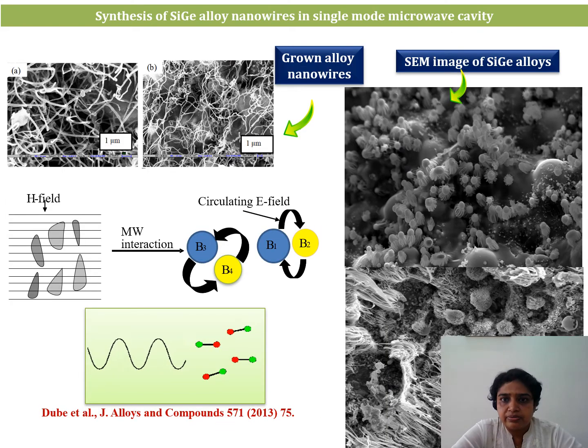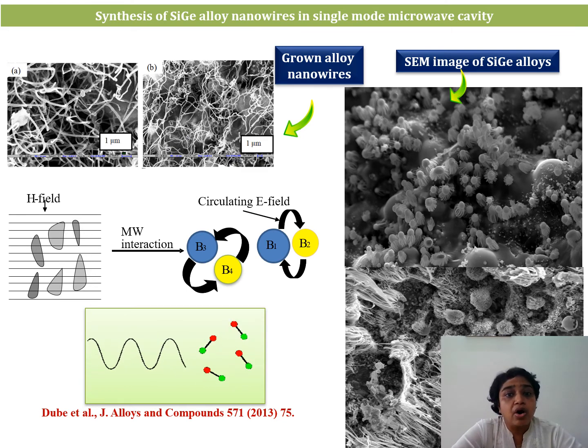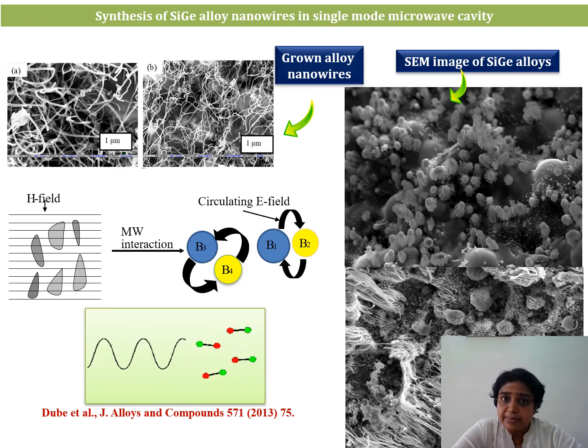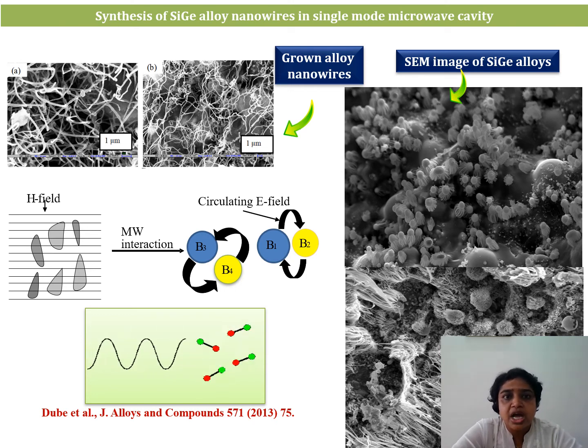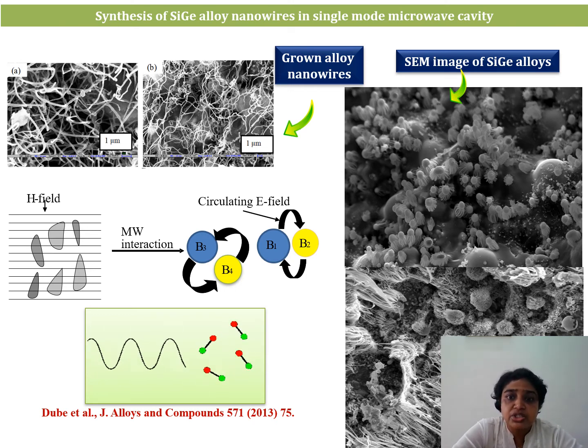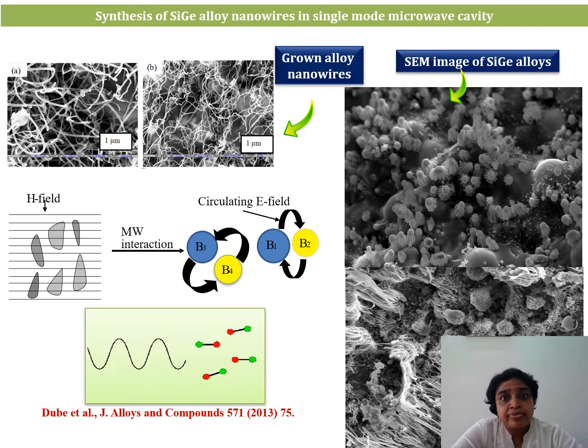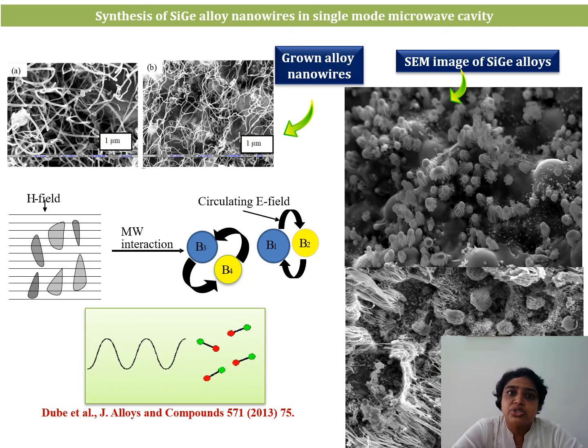Then we did some modeling work to find out the origin behind the absorption of microwave by the semiconducting alloy sample. The starting particles of the alloy were of random shape. Due to the random shape, on microwave interaction they had different magnetic fields induced, and due to this magnetic field induction, following Faraday's law of induction, there was a circulating E field. So they behave like dipoles.